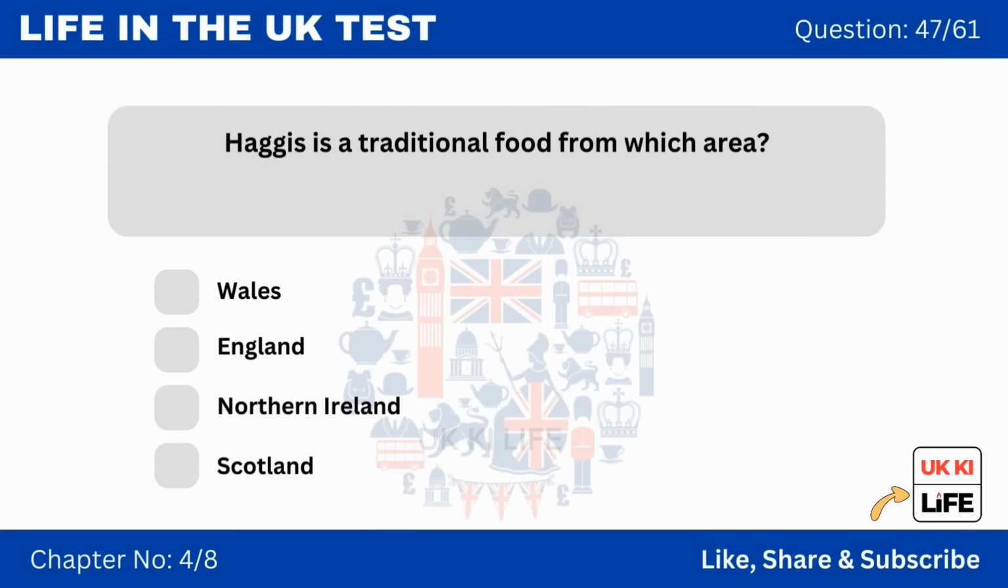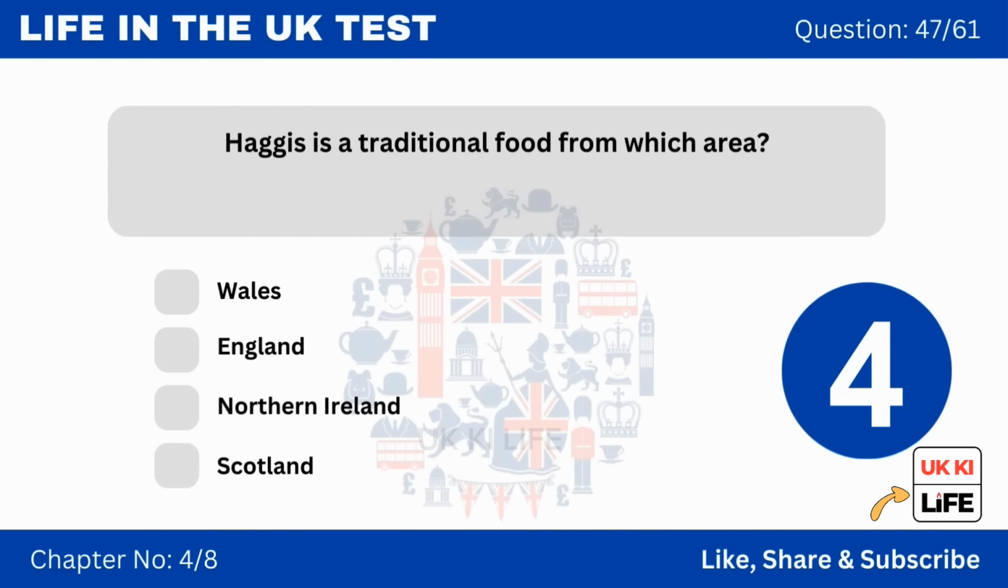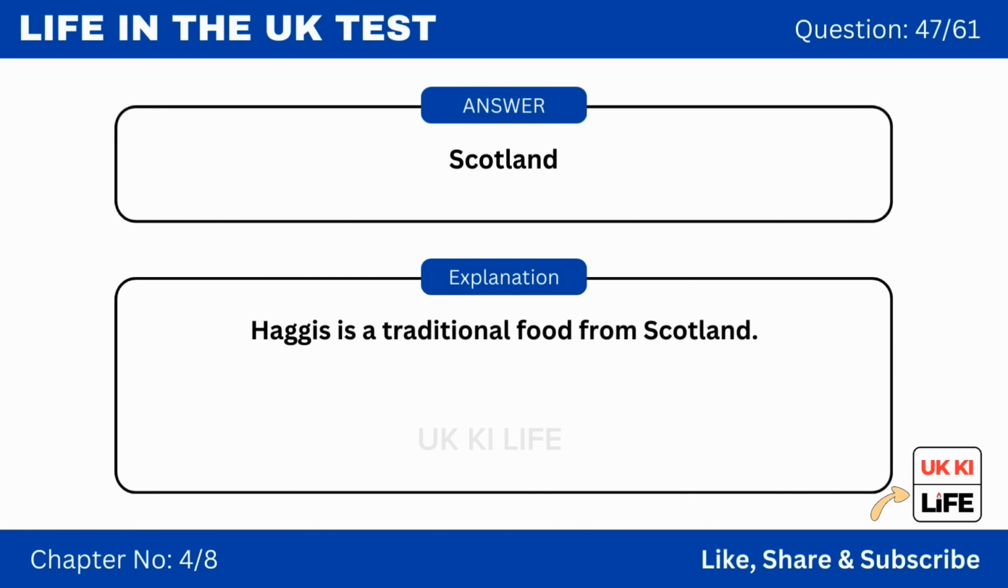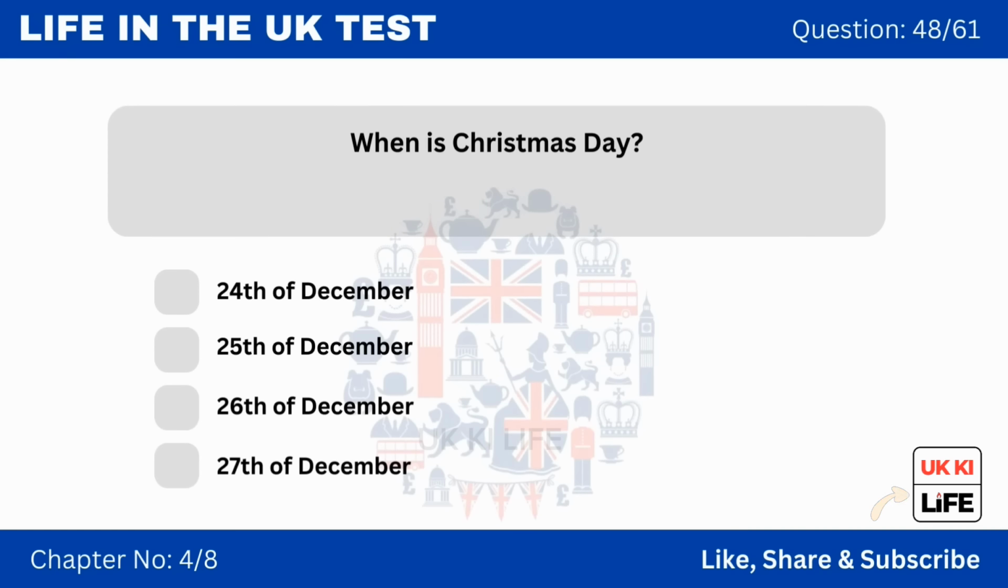Wales, England, Northern Ireland, Scotland. The correct option is D. Explanation. Haggis is a traditional food from Scotland. Question 48. When is Christmas Day? 24th of December, 25th of December, 26th of December, 27th of December.